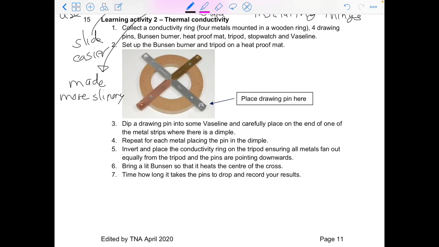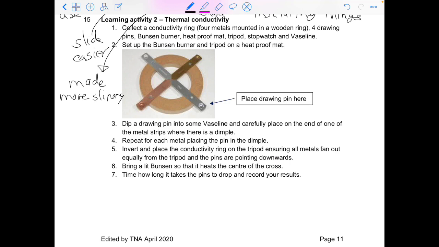So the way we would do it in class is we would use Vaseline and some drawing pins, and then we would wait to see how long it would take the Vaseline to melt. The video you're going to watch uses instead some little bits of birthday candle and sees how long it takes for them to start melting. So we set up the conductivity ring, put the Bunsen burner underneath, and then we see which one starts to melt first, because that one will be the one that conducts the heat the most easily.